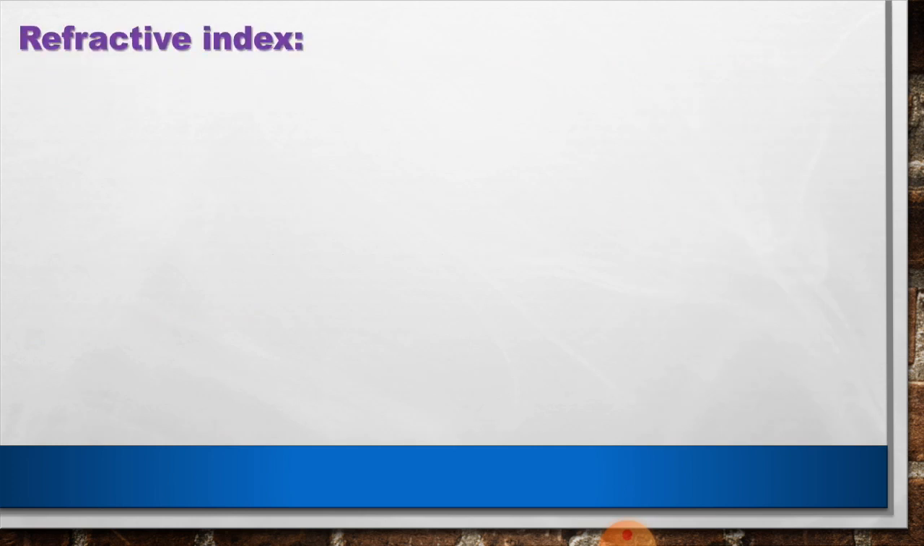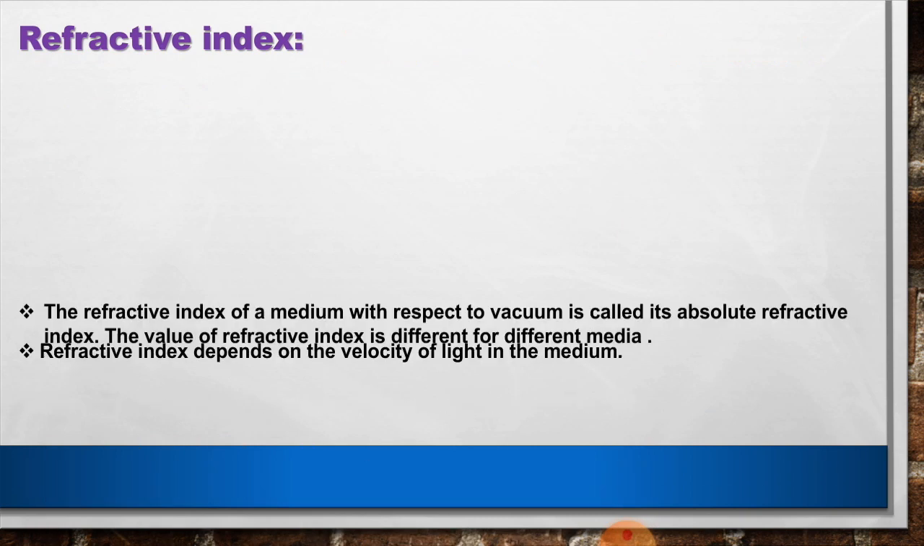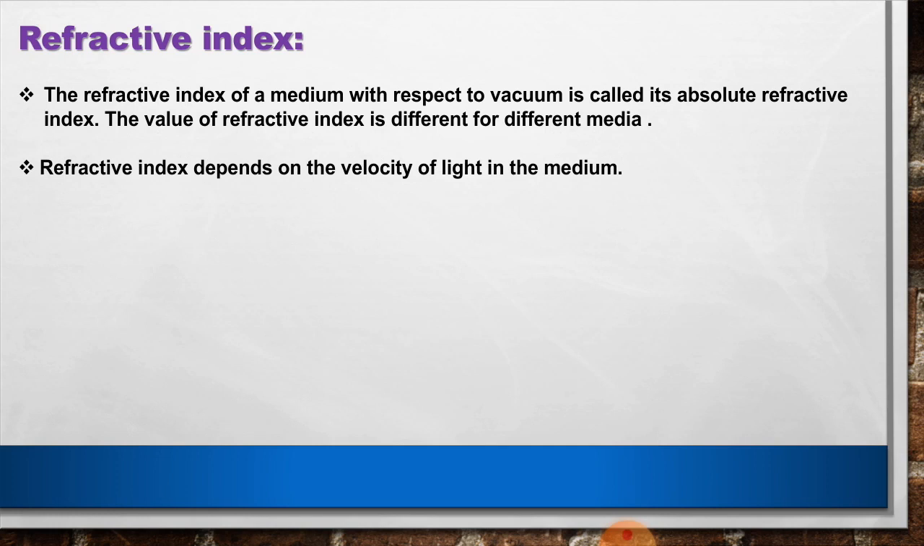Then we saw refractive index. What is the symbol of refractive index? That is small n. Okay, I hope you remember. Don't forget this. The refractive index of a medium with respect to vacuum is called what? Its absolute refractive index, and the value of refractive index is different for different media. It is different for a rarer medium and for a denser medium, and the refractive index depends upon what? The velocity of light in the medium.